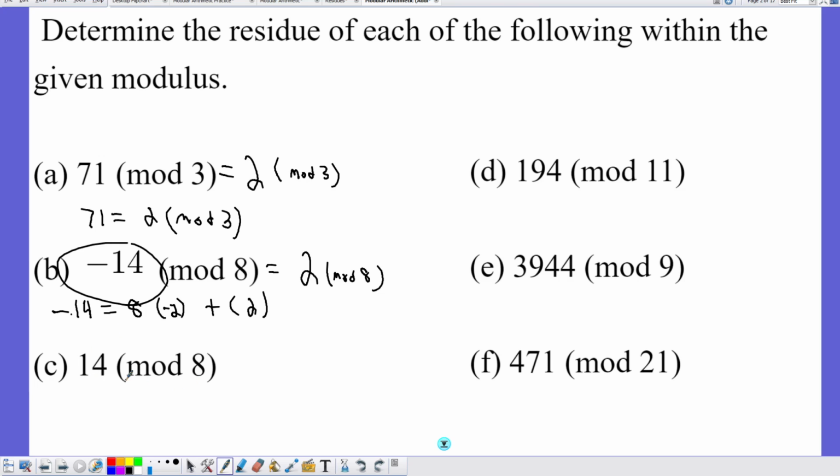Now, 14 mod 8, well, I just kind of erased the work for that. It would be 6, because your remainder when dividing is 6. So, 6 mod 8.